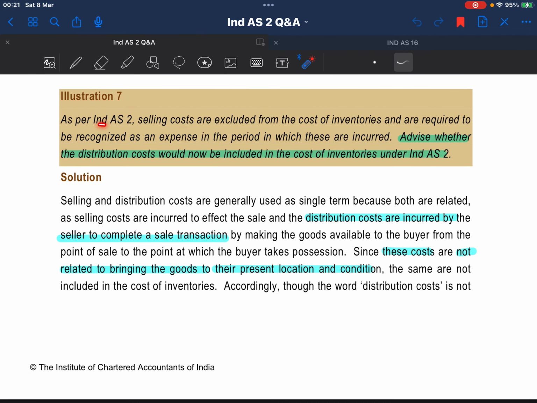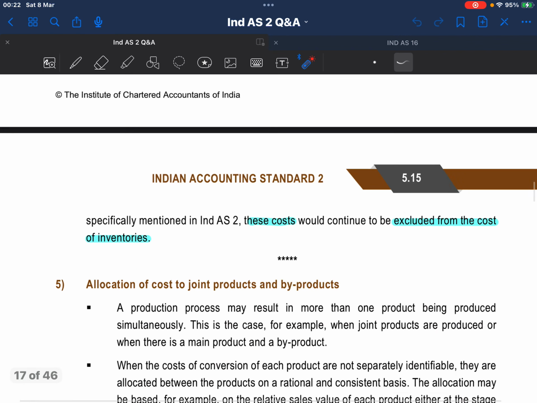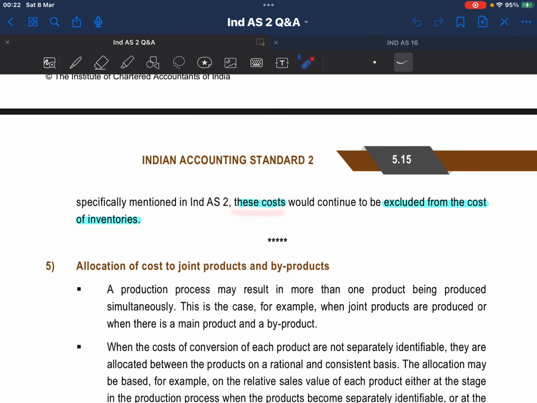Illustration 7. As per Ind AS 2, advise whether the distribution costs would be included in the cost of inventory. Solution. Distribution costs are incurred by the seller to complete a sale transaction. These costs are not related to bringing the goods to their present location and condition. Hence, these costs are excluded from the cost of inventory.